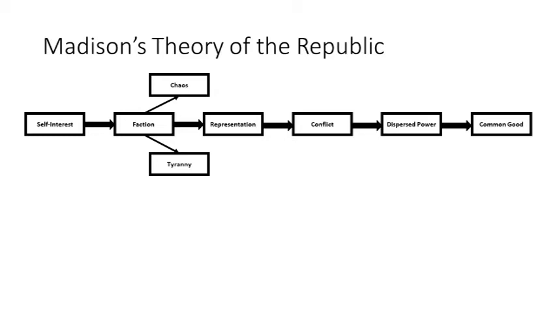The arrow is associated with what I call a how story. Based on our understanding of Madison, self-interest causes faction. The arrow suggests an explanation for how self-interest causes faction, how the cause results in the effect. Think about it for a minute. How does Madison argue that self-interest causes faction?